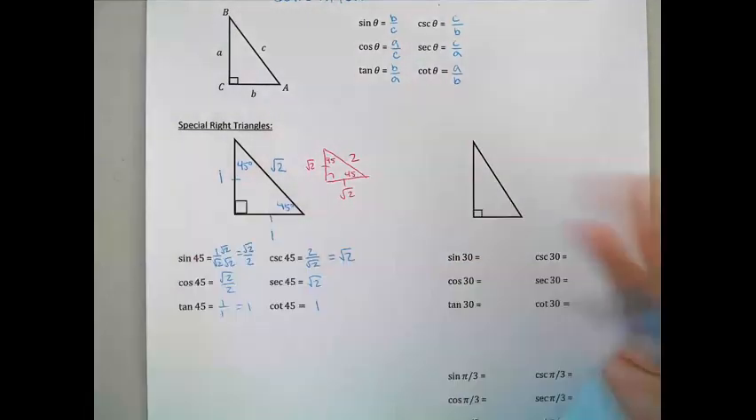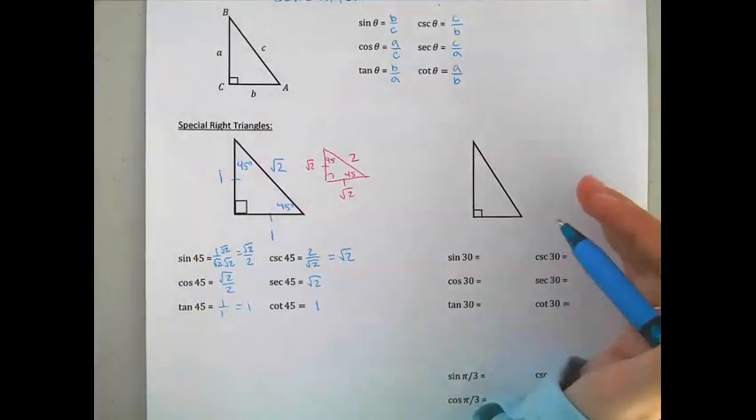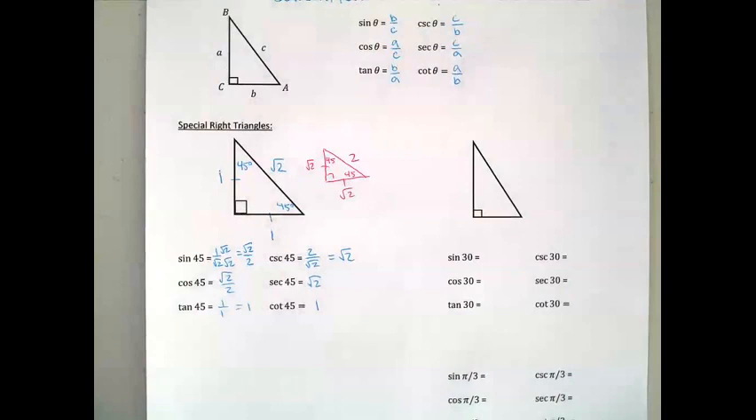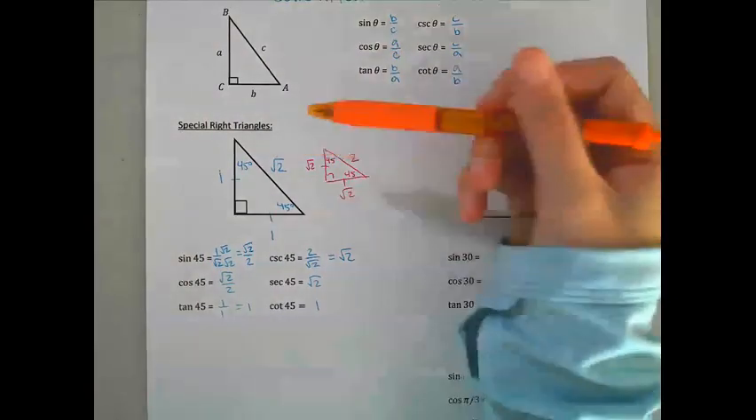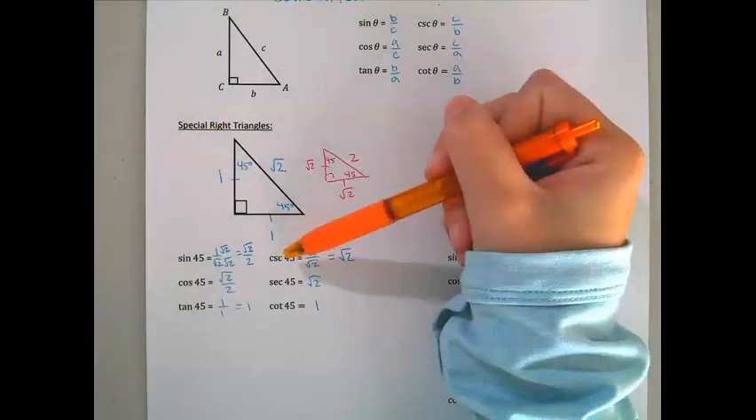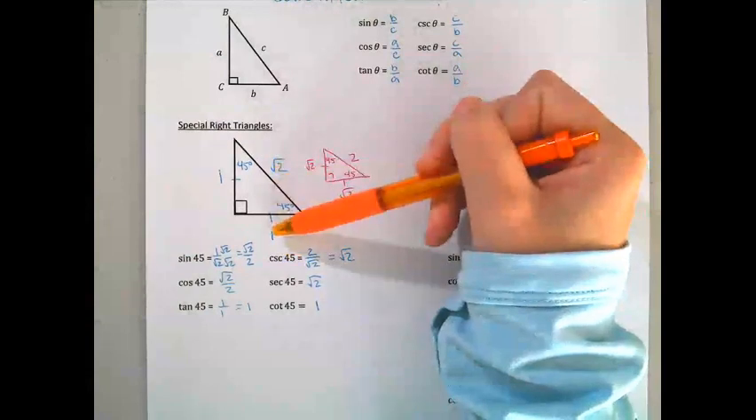Now, before we continue on any further and talk about any other ideas, I want to go back to that idea of where I said that cosecant was hypotenuse over opposite.